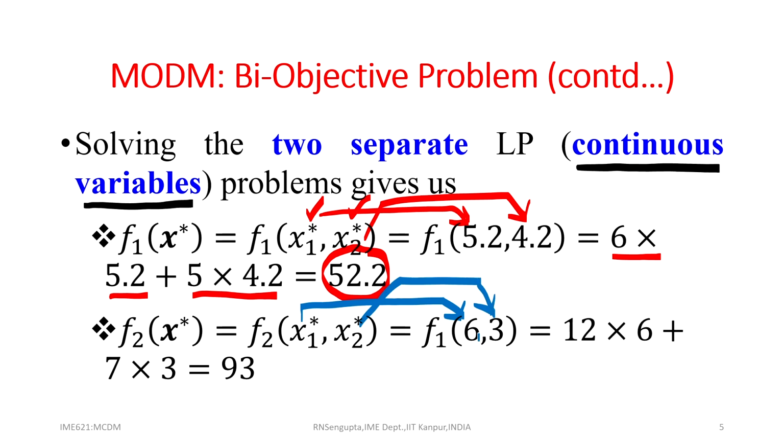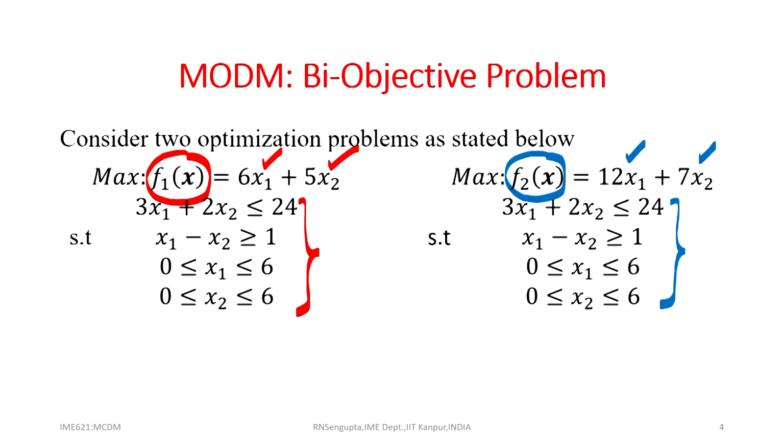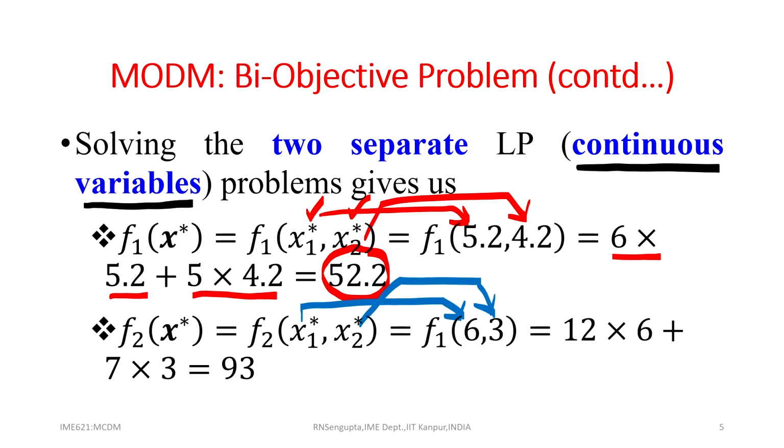Now, they are discrete integers, but we solved the problem using linear programming, and the objective function was 12 x1 plus 7 x2. So, let us double verify. When we put in those x1 star and x2 star, it will be 12 into 6 plus 7 into 3. The value comes out to be 93.